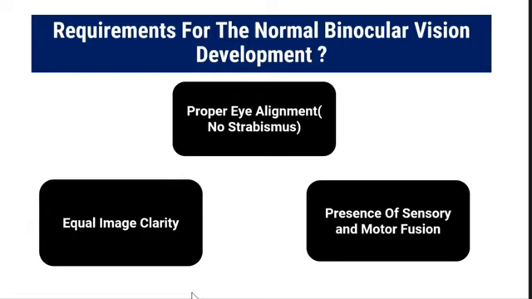So what I mean to say is that both the eyes should be able to form equally clear images on the retina. There should not be very significant refractive error or there should not be any significant problem of the visual axis like cataract or corneal opacity in one eye. Of course, as we move ahead in this lecture, we are going to talk about what is sensory and motor fusion as well. And also remember that there should be no strabismus, there should be no squint. That means both the eyes should be aligned properly in order to develop a normal binocular single vision.